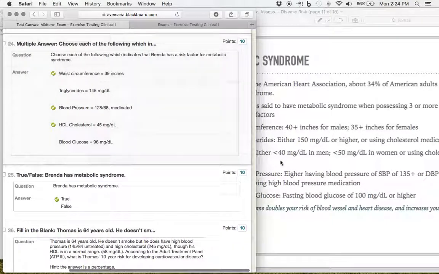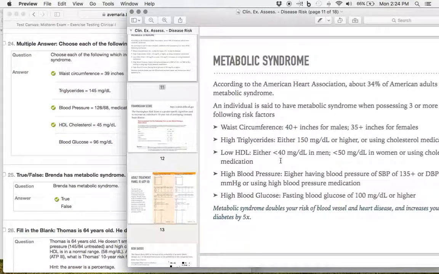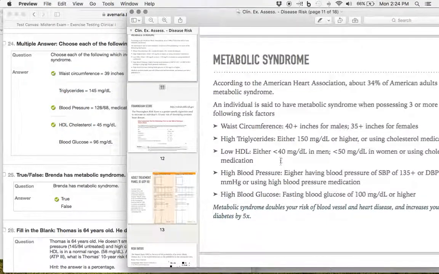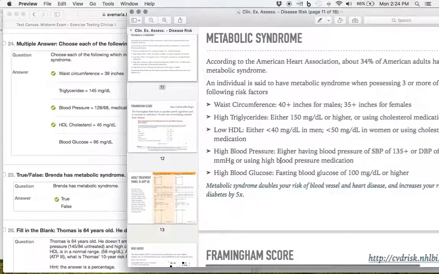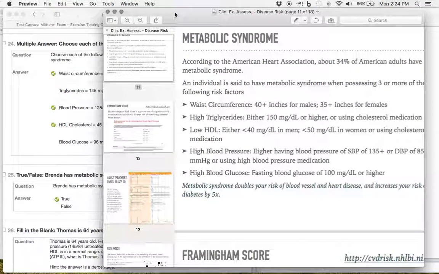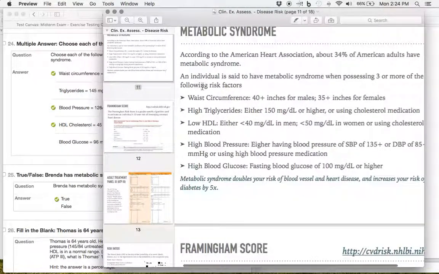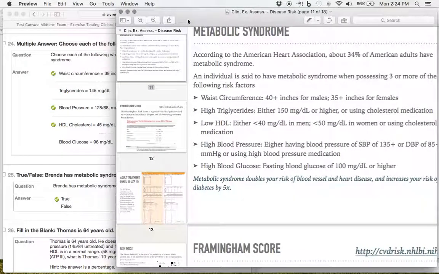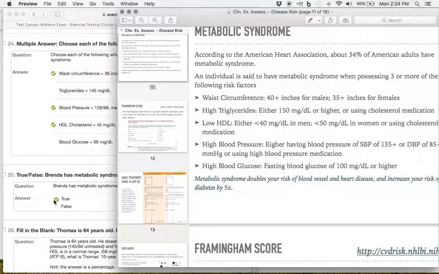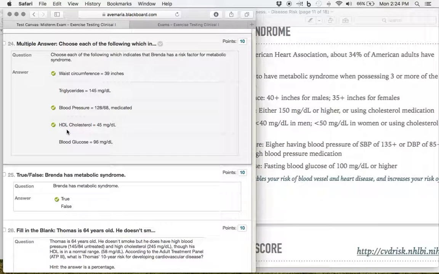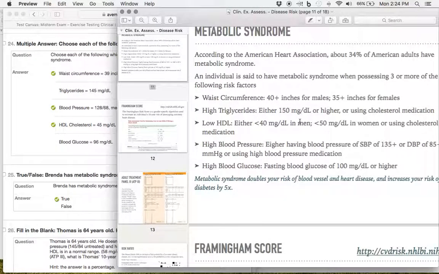So in order to figure this out, we need to jump over to our metabolic syndrome slide right here, and we see that in order to actually have metabolic syndrome, an individual has to have 3 or more of the following risk factors. So if we're checking off 3 or more, then the answer to the second part is automatically true. So, does she have 3 or more? Clearly you already see that she does, but let's see how we figure that out. Her waist circumference is 39 inches. Well, we're going to put a check next to that if that's over 35 inches for females. Brenda's a female. So that's an automatic check.